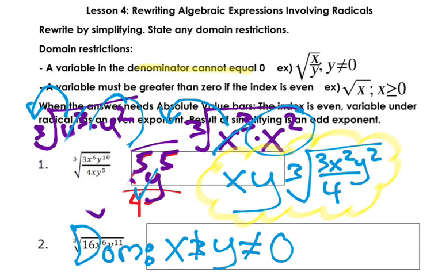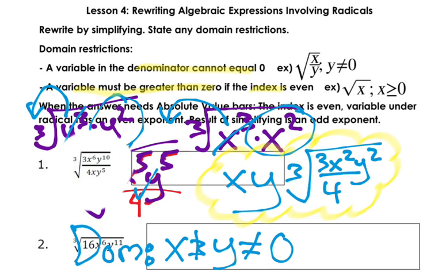The second domain restriction, a variable must be greater than 0 if the index is even. This might be an important thing to jot down, but the word index is just talking about the root. It's the same meaning. So the index of number 1 is 3. The root is 3. Those words mean the same thing, and you should definitely write that down if that is something you hadn't picked up on yet or heard of yet. The index is the same as the root. Same exact meaning, just different words.